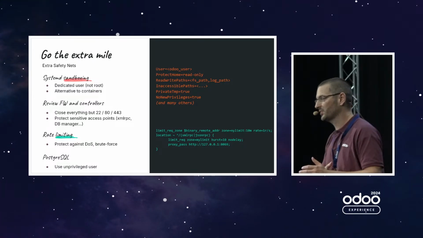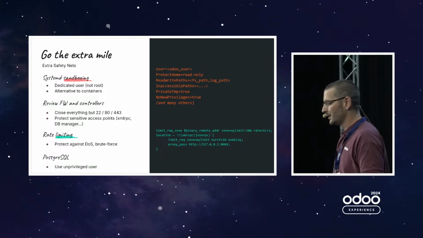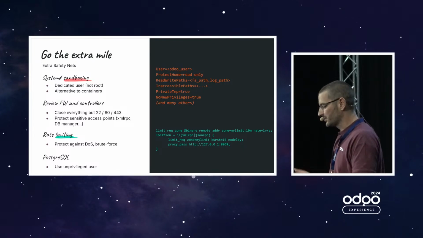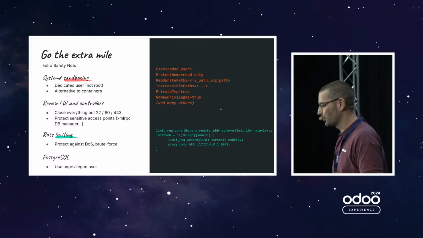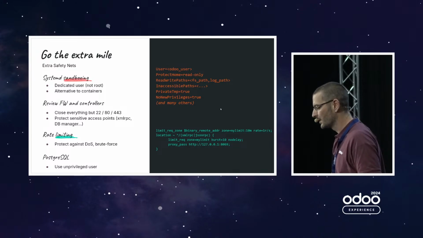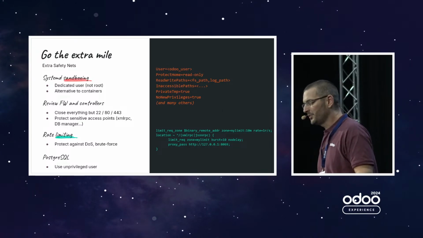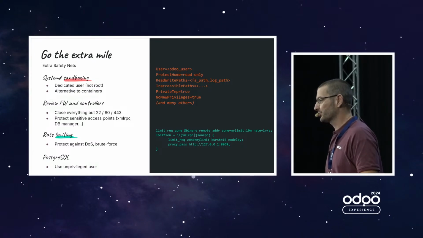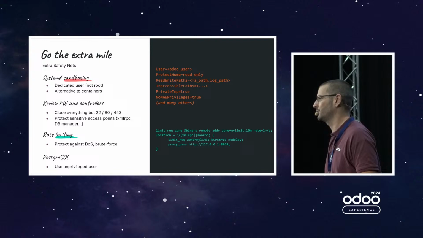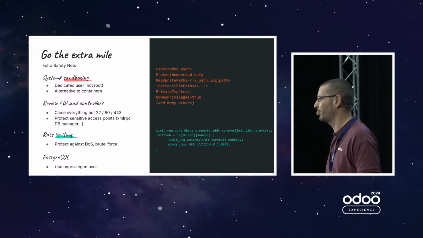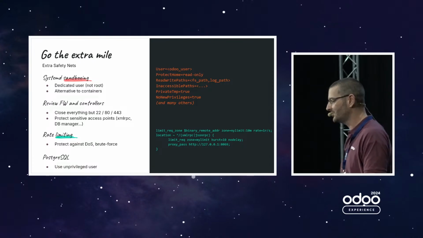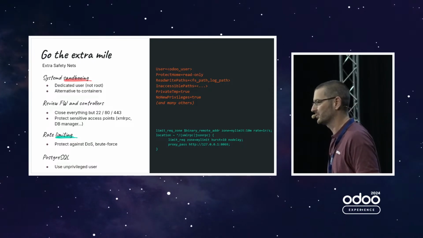Protect the sensitive access points. I talked about the database manager. That's something you can protect thanks to an nginx rule, but also the XMLRPC endpoints. XMLRPC is used for user scripts. If you don't want to authorize user scripts on your server, just block the endpoints. And if you don't block the endpoint, at least define a rate limiting on it.